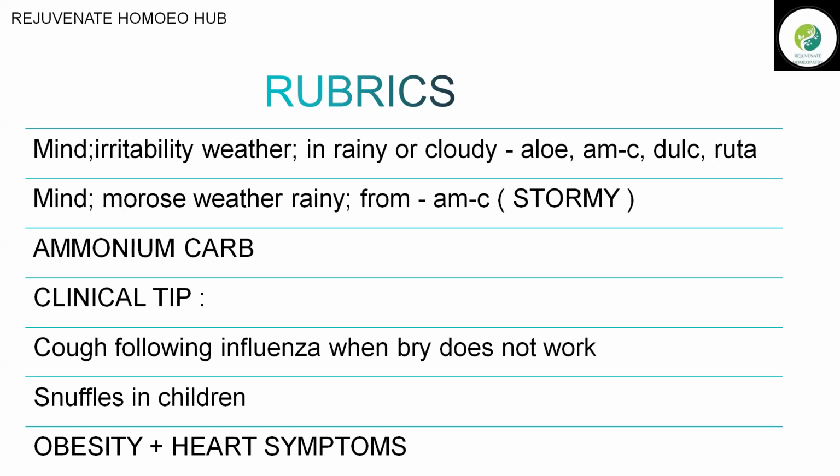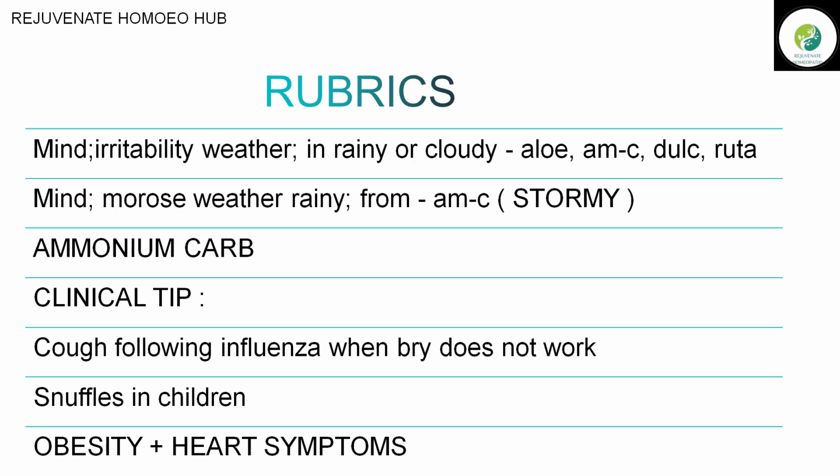There is another rubric here: mind, moroseness, weather, rainy, from Ammonium carb. In the materia medica of Ammonium carb it is written: stormy rain, very windy stormy rains, where you can see this type of stormy and windy rains near Mumbai or northern parts of India, with so much wind and lots of rain. At that time, Ammonium carb comes to your rescue when the patient has so much irritability with Ammonium carb like indications.